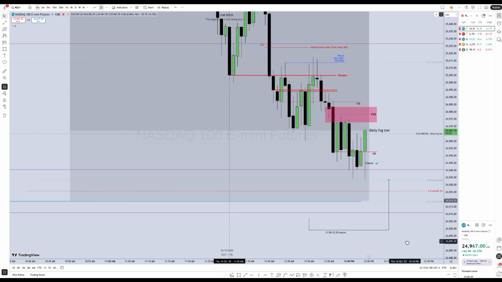Let me first take out this. So now we are rallying high. I have the OB right there tagged, and the bearish fair value gap and the daily fair value gap low, plus my volume imbalances. I want you to look at those volume imbalances keenly.